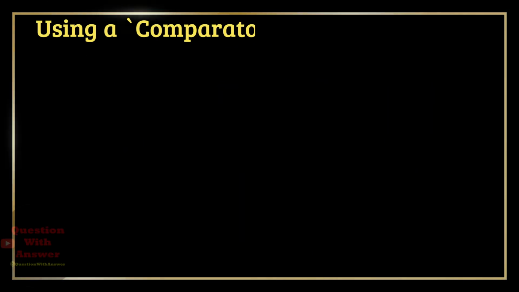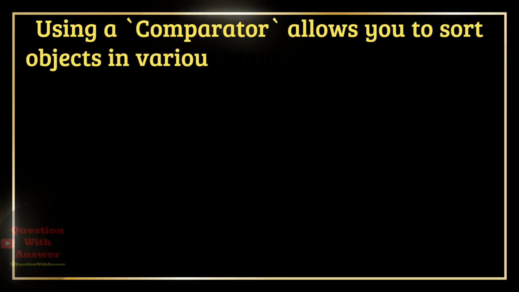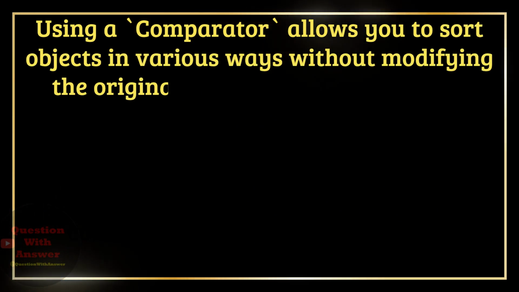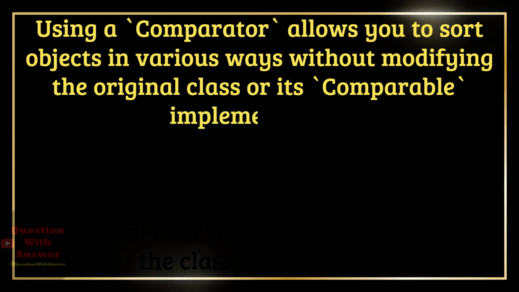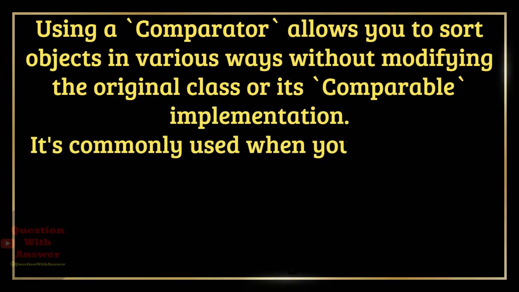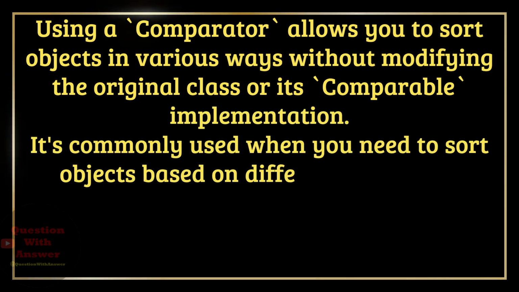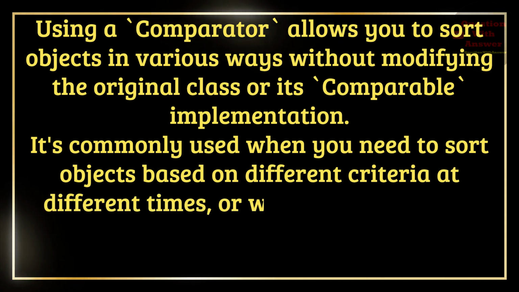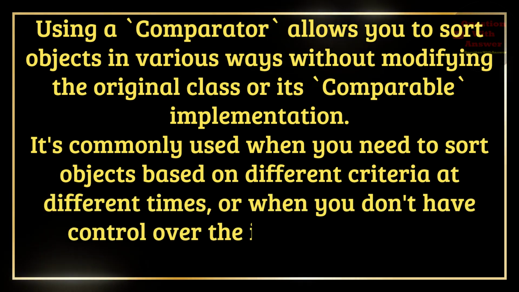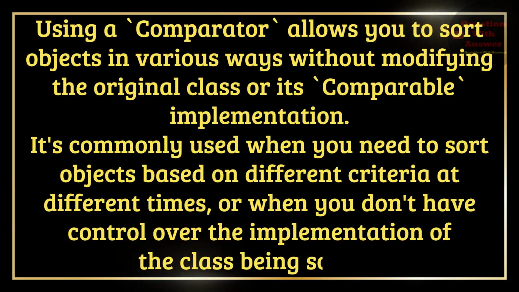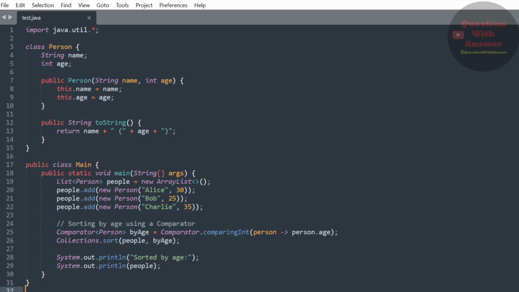Using a comparator allows you to sort objects in various ways without modifying the original class or its comparable implementation. It's commonly used when you need to sort objects based on different criteria at different times, or when you don't have control over the implementation of the class being sorted. Here's a simple example demonstrating how to use a comparator to sort a list of objects.